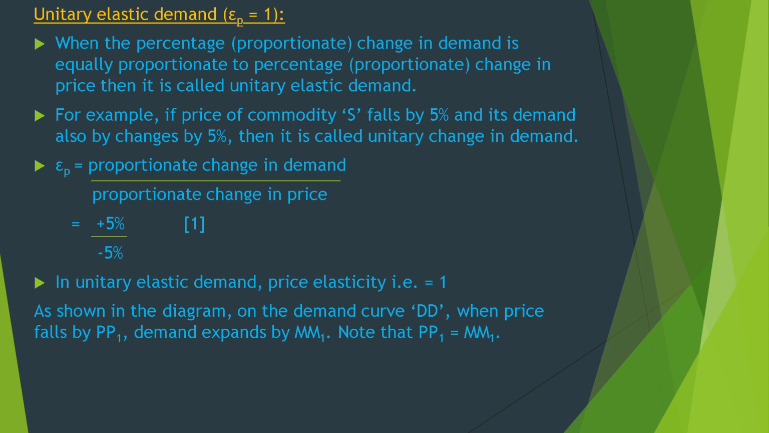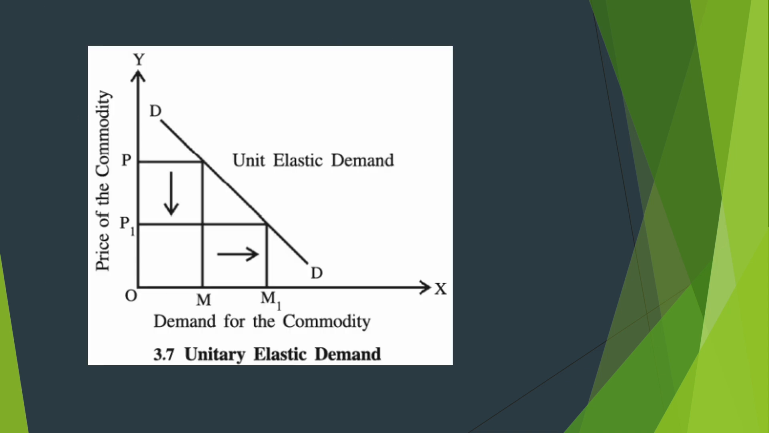As shown in the diagram on the demand curve DD, when the price falls by PP1, demand expands by MM1. Note that PP1 equals MM1. Diagram of unitary elastic demand.